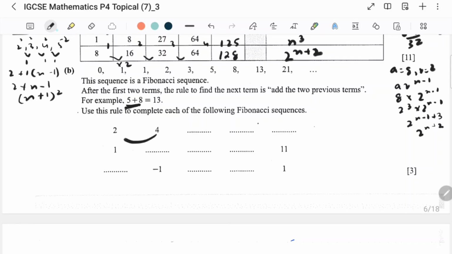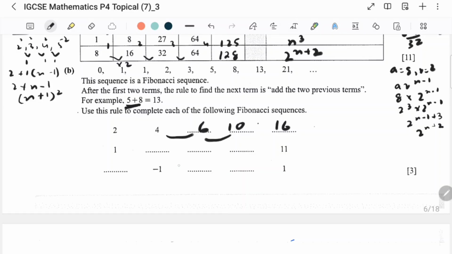Now what are you going to do? The previous sequence, you're just adding. 2 plus 4 is 6. 6 plus 4 is 10. 10 plus 6 is 16. Okay. Now, you know that you have to fit in some.